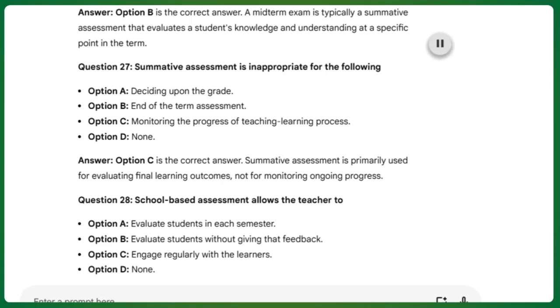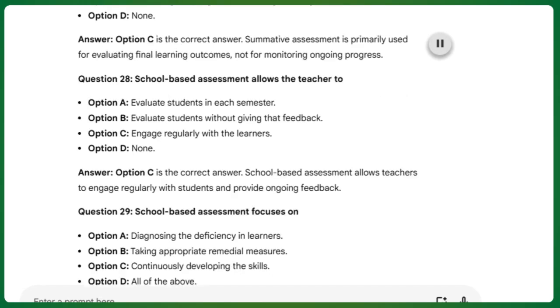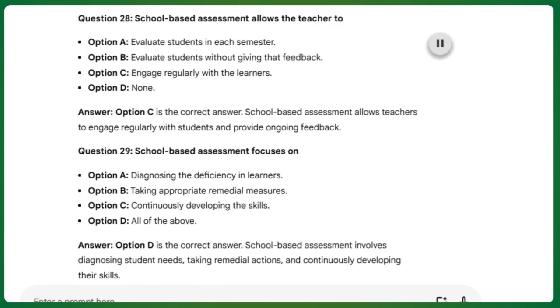Question 28. School-based assessment allows the teacher to: Option A, evaluate students in each semester. Option B, evaluate students without giving that feedback. Option C, engage regularly with the learners. Option D, none. Answer. Option C is the correct answer. School-based assessment allows teachers to engage regularly with students and provide ongoing feedback.